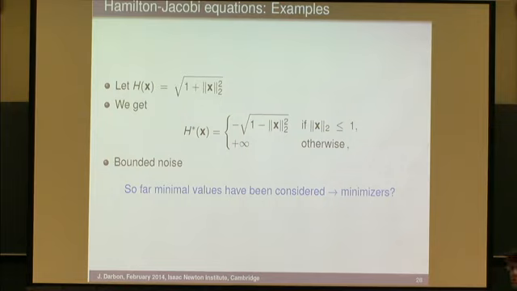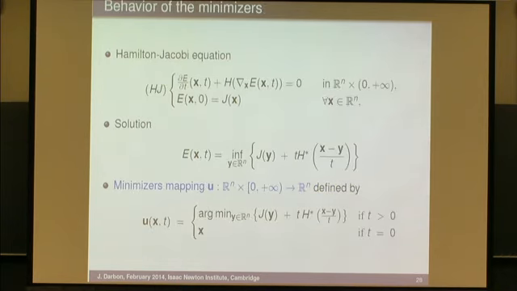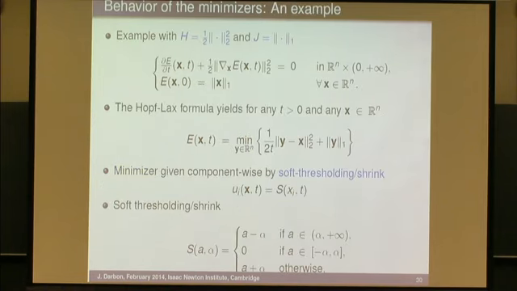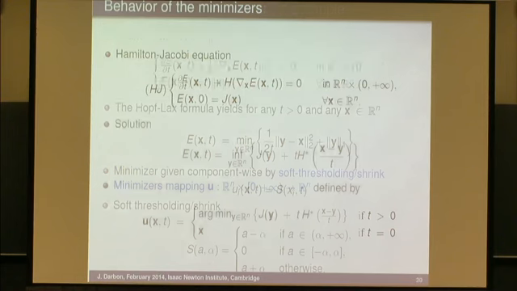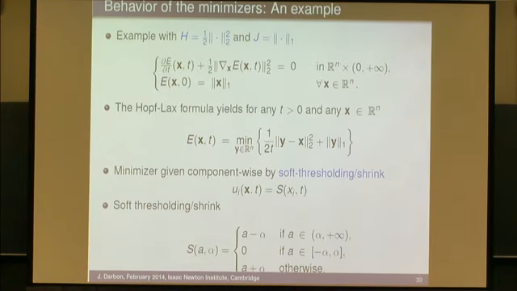Now we want to know the behavior of the minimizer. So the solution of Hamilton-Jacobi and the minimizer, it's unique and it exists. I call it U. So you give me the data X, you give me the smoothing parameter T, and I get the minimizer. So this is the mapping of interest now. Okay. So let's try to understand what's going on, again with an example.